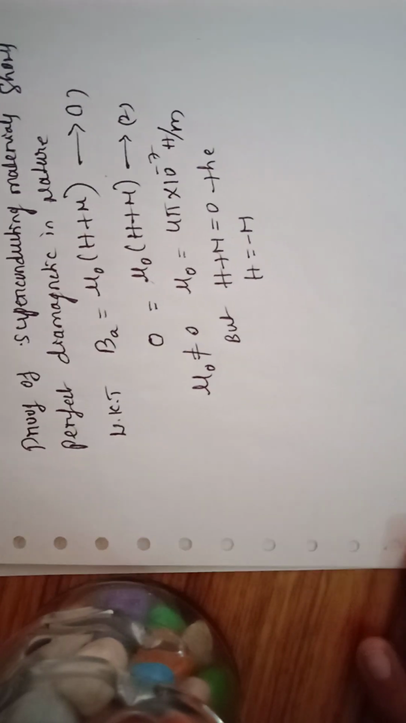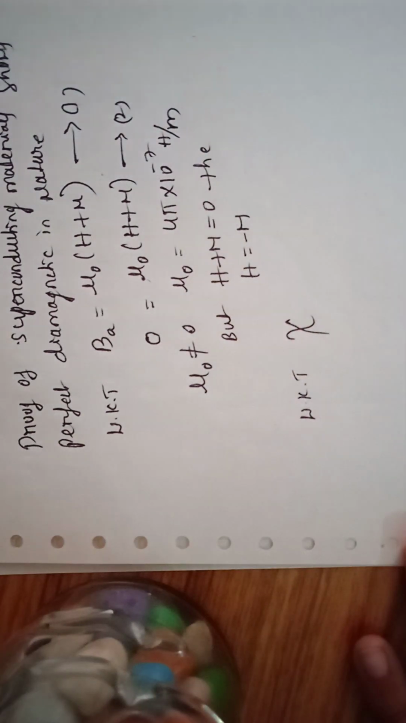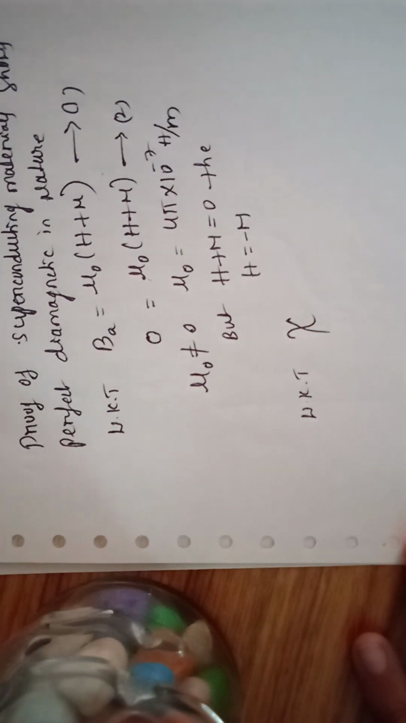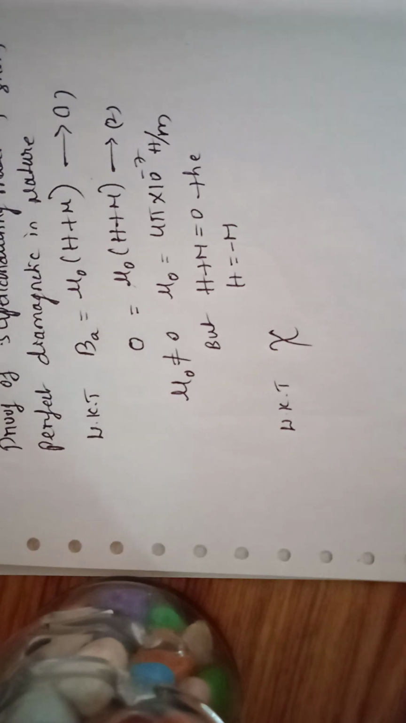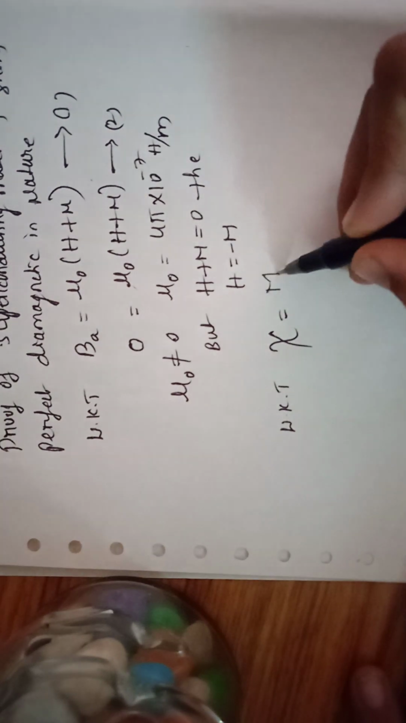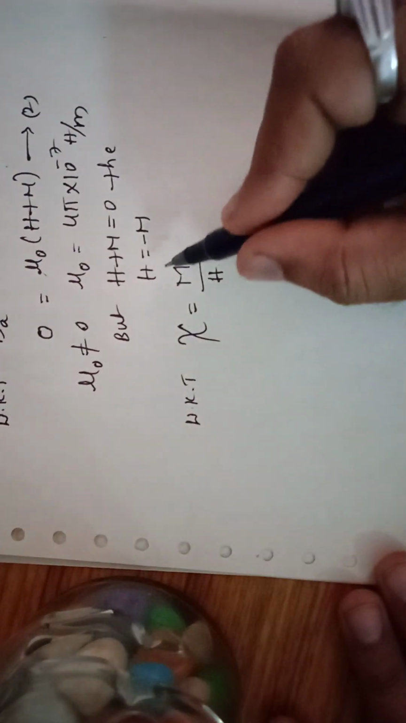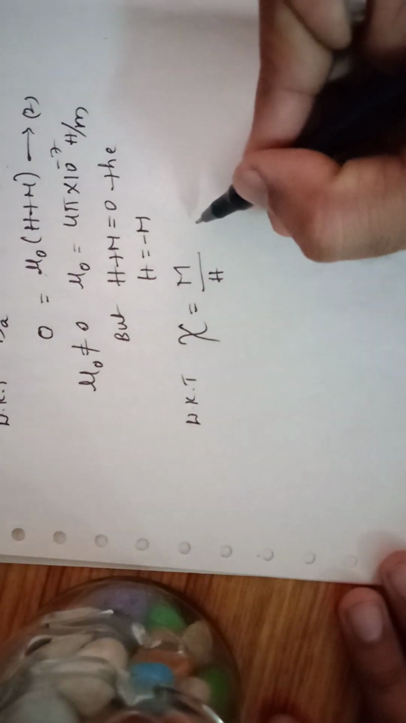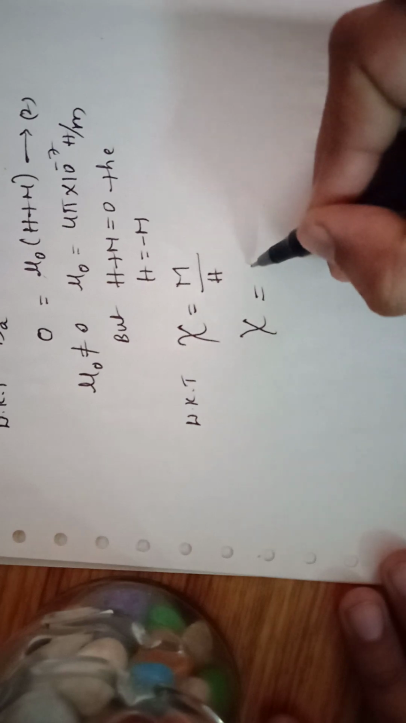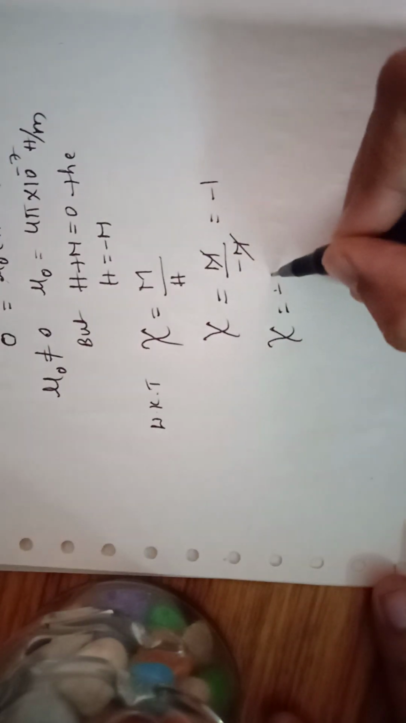Right? We know that magnetic susceptibility is the physical quantity which determines how much a material gets magnetized. We can define susceptibility as the ratio of magnetization to field strength. So we know that H is equal to minus M. You can substitute here chi, which is equal to M by minus M. M gets cancelled, which is equal to minus 1. So the susceptibility chi is equal to minus 1.